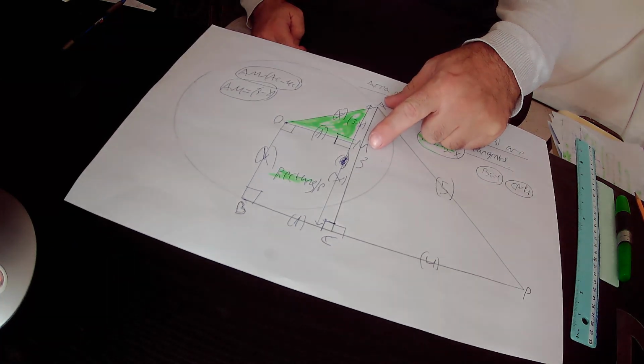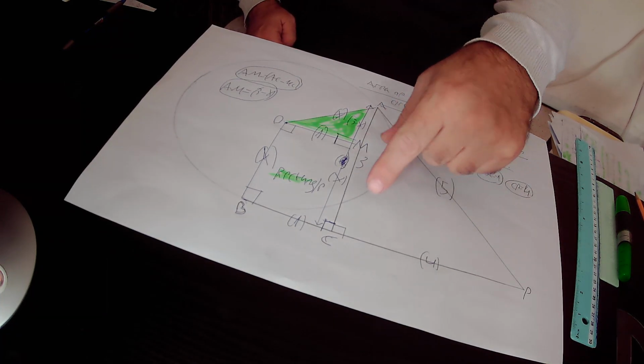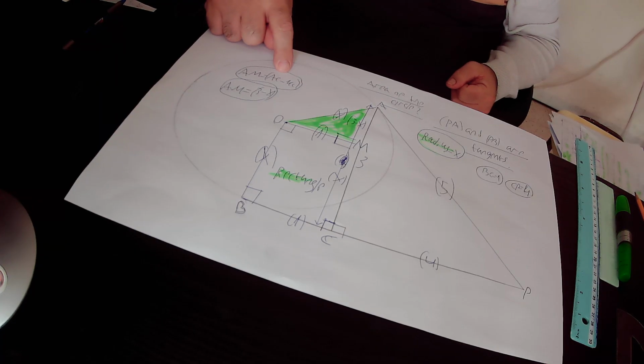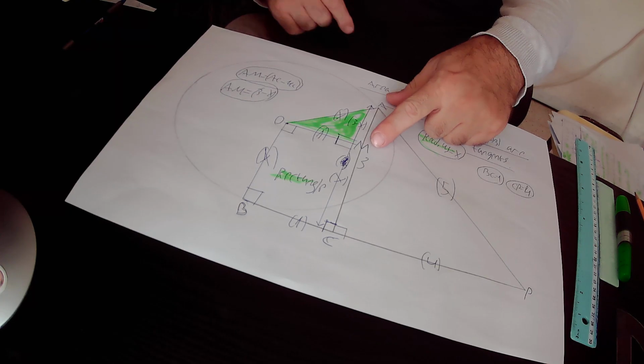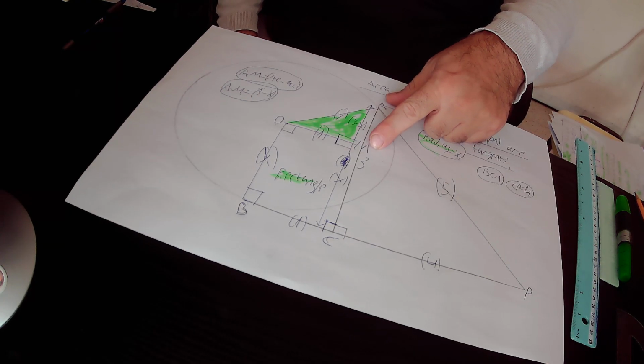What is the length of this missing line segment AM? AM equals AC minus MC. So AM equals AC, that is 3, minus MC, that is x. So in total, AM equals 3 minus x units in length.